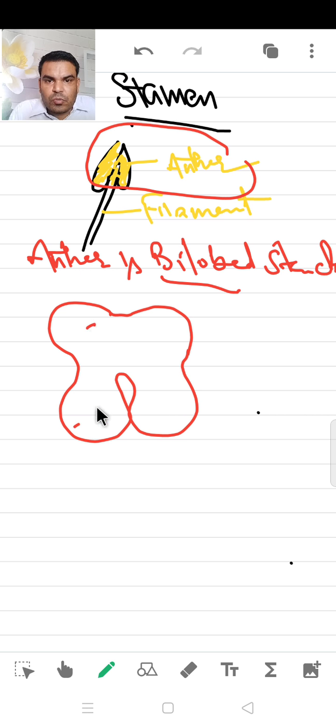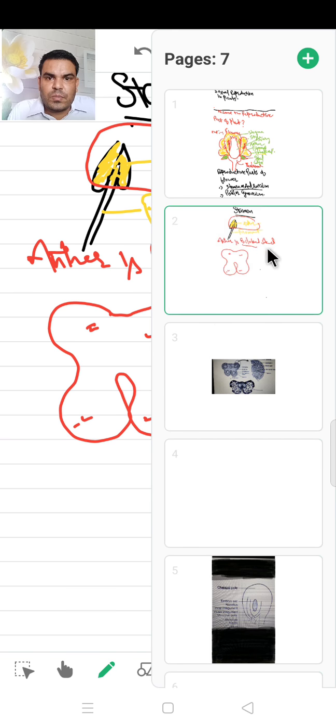Bilobed, 1, 2, and each lobe having two theca, 1, 2 thecas. Like this condition is present. This is called bithecous and dithecous condition in anther, right? So after this we'll move on to the next page.